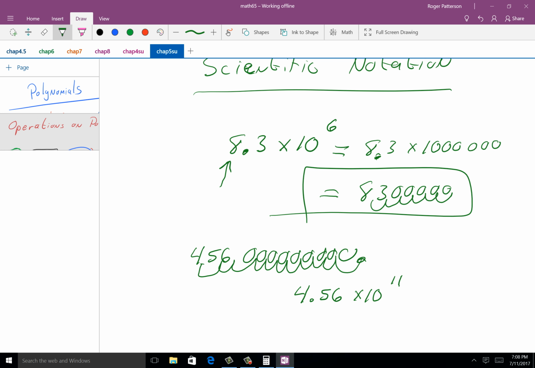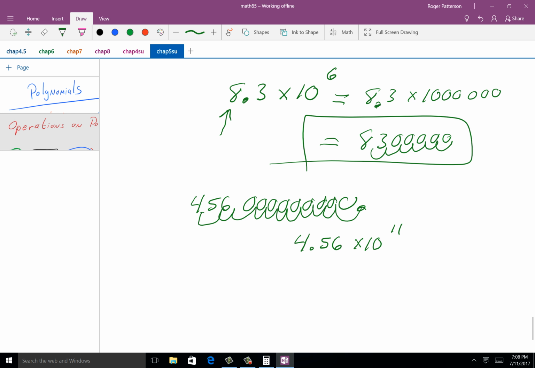Now, some calculators use, this is written as 4.56E, a capital E, 11. All right? It kind of depends on what calculator you're using.